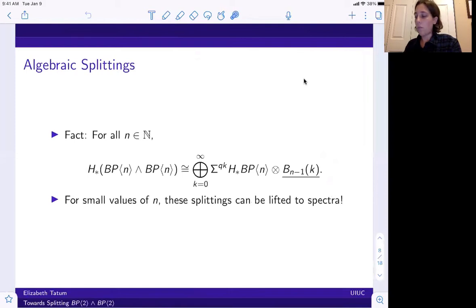It's well known that these Brown-Gitler comodules can be used to produce splittings of the homology of BP⟨n⟩∧BP⟨n⟩. Specifically, for every n, the homology of BP⟨n⟩∧BP⟨n⟩ can be decomposed as a sum of the homology of BP⟨n⟩ tensored with the Brown-Gitler comodules from one height down. And for small values of n, these splittings can be lifted to spectra.